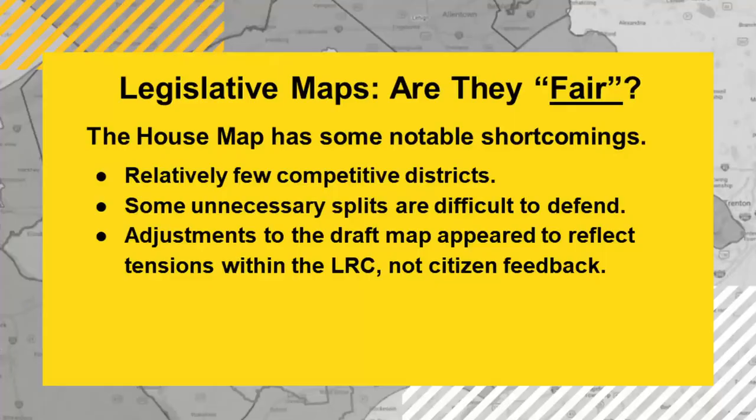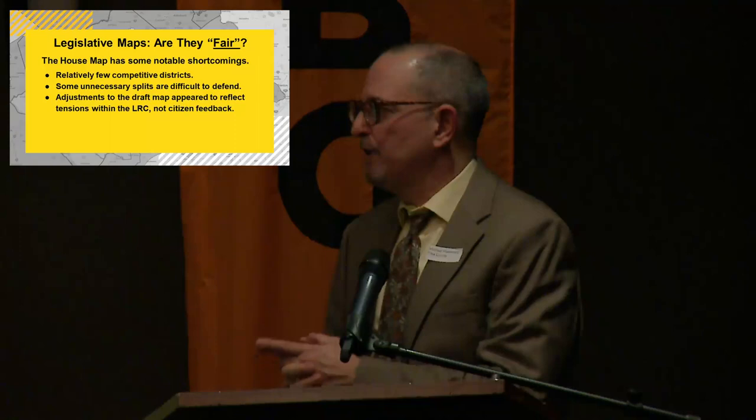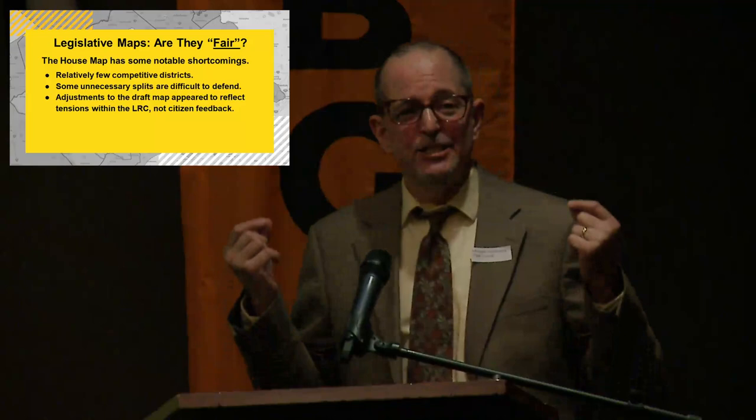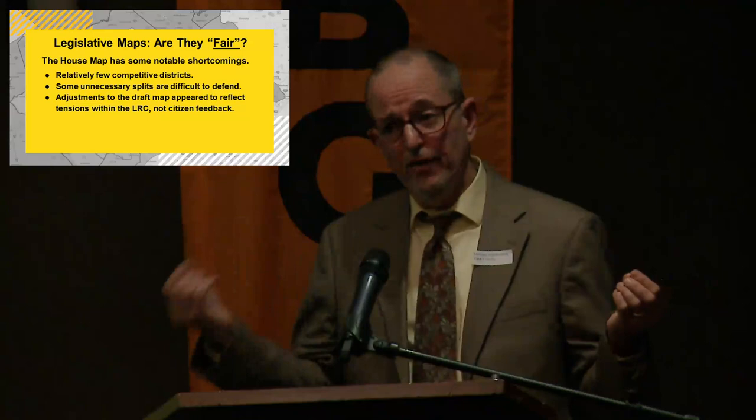Now, on the downside, notable shortcomings of the House map: relatively few competitive districts. That's unfortunate. There are some unnecessary splits that are rather difficult to defend, most notably around cities, up in my area, around Scranton. Scranton is split multiple ways in ways that really aren't very easy to explain or defend. And lastly, as I mentioned before, adjustments to the draft map appear to reflect the tensions within the LRC much more than citizen feedback. Specifically, the LRC had to focus on indemnifying the House map against endless litigation. And if you look at most of the changes between the draft and the final House map, you'll see that they were trying to respond to some of those complaints.